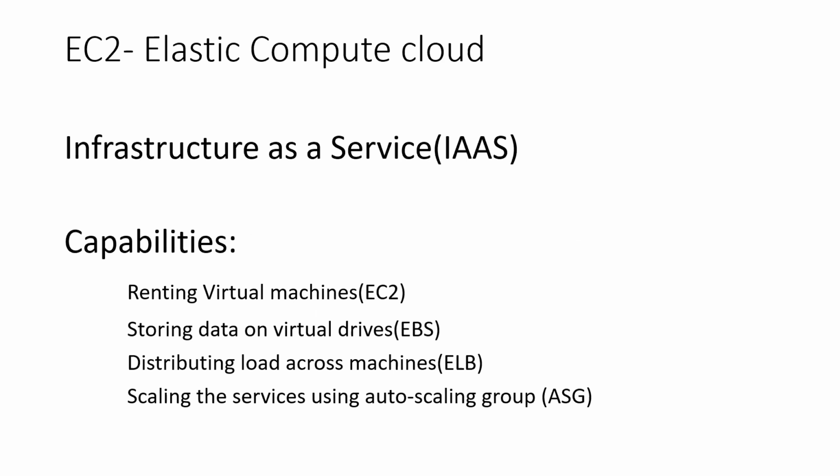EC2 stands for Elastic Compute Cloud. There are two C's in compute cloud, that's why it's EC2. In the first session I talked about IaaS and SaaS. EC2 is IaaS, infrastructure as a service. So we can rent EC2 from AWS. It's infrastructure because we are just taking the server.